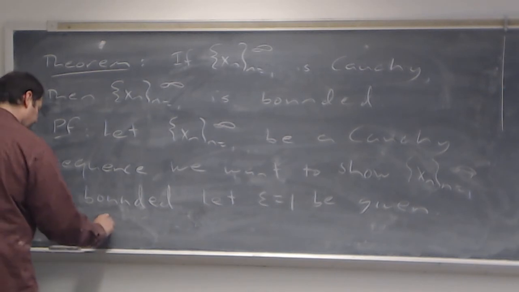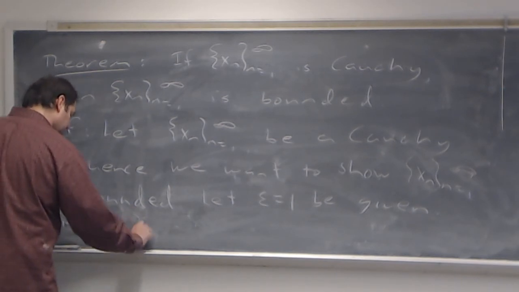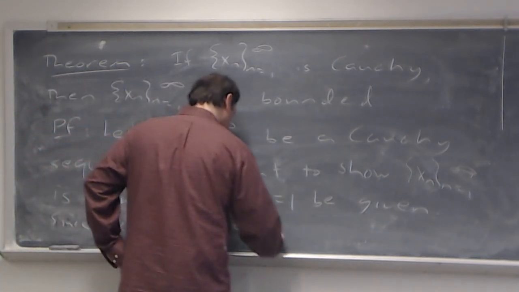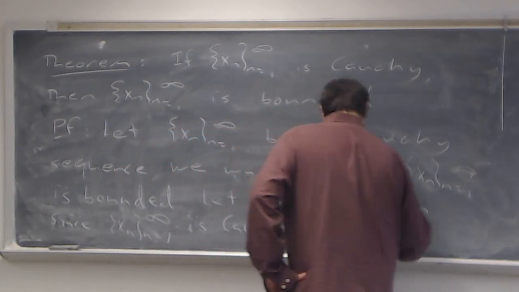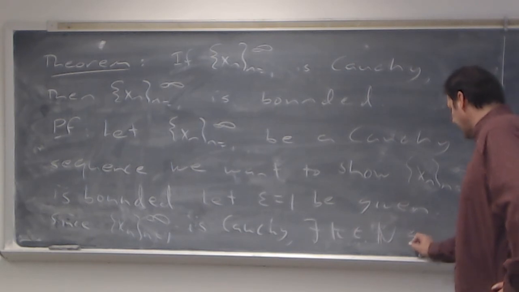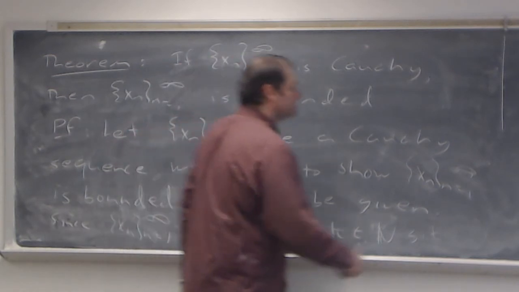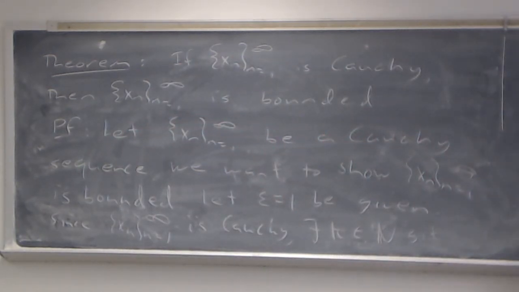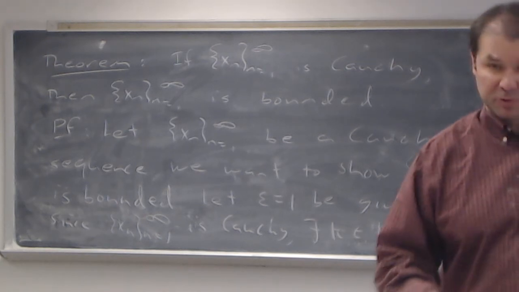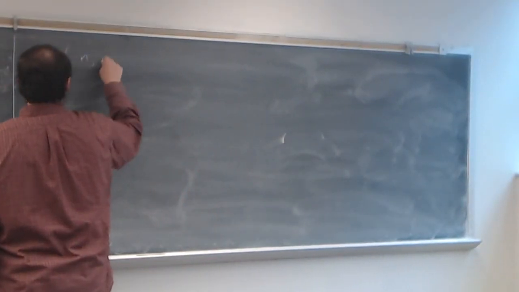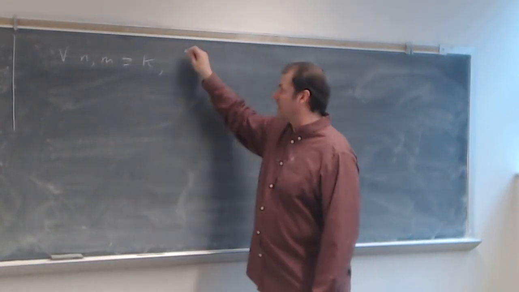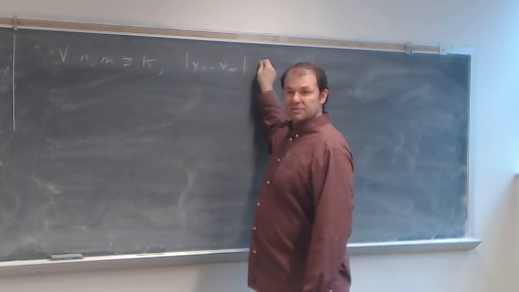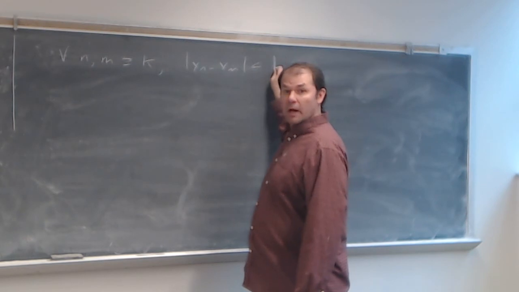Since x of n, I know, is Cauchy, there exists a k, an element of the natural numbers. So I'm giving you this specific positive number. Such that for all m and n bigger than or equal to k, what can I say? I know x of n is Cauchy, so I can write down that the absolute value of x of n minus x of m is less than, which is what in this case? 1. That's what I got.